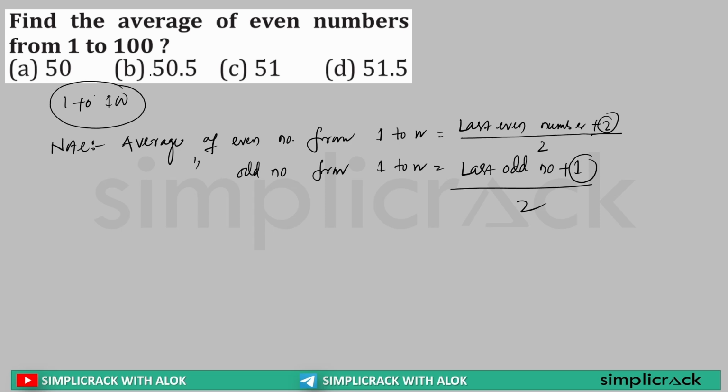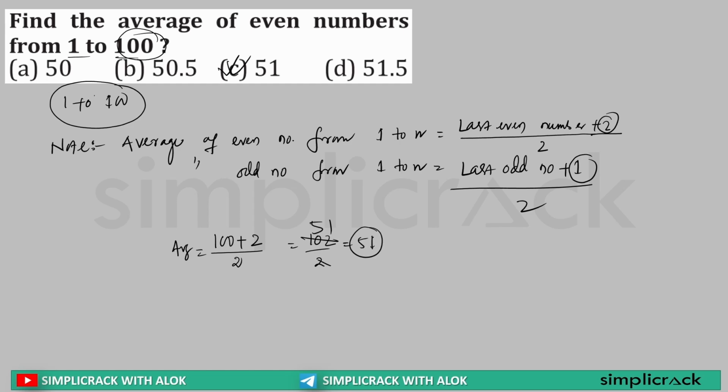Now here, sir, it has asked for the average of all the even numbers from 1 to 100. Now, sir, what is the last even number? Sir, 100 is the last even number. So the average is 100 plus 2, because last even number plus 2, divided by 2. So it is 102 divided by 2. Sir, 2 5s are 10, 2 1s are 2. So the average is 51.